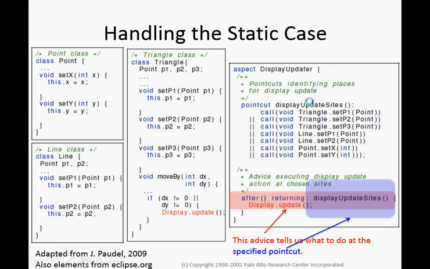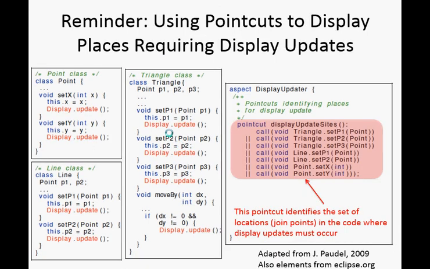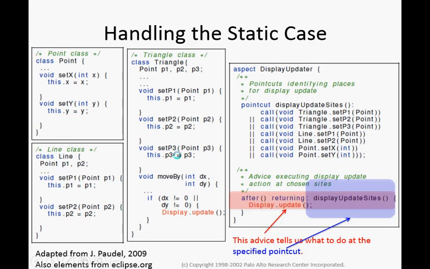So it matches that, and having done that, we could then use this pointcut and say, at those points, when we're returning from those calls, and after returning, we're going to do a display update. We're going to call display update. So by so doing, we take this display update out of these things, and we put it right here, ladies and gentlemen.